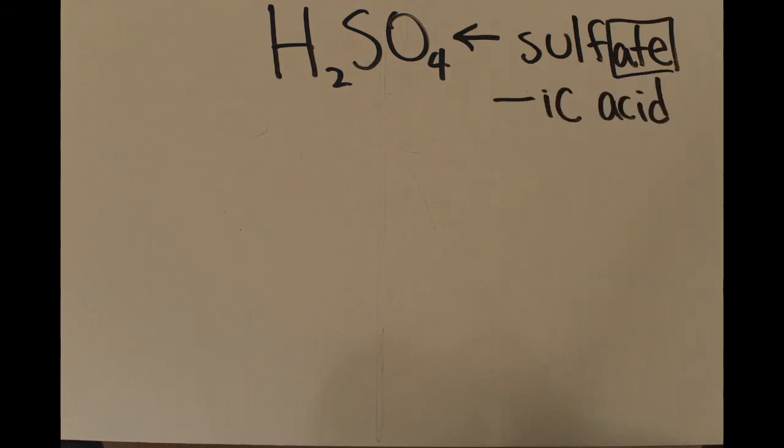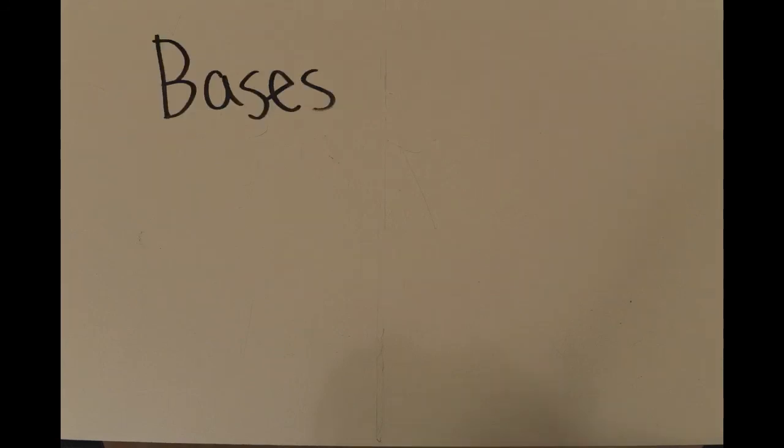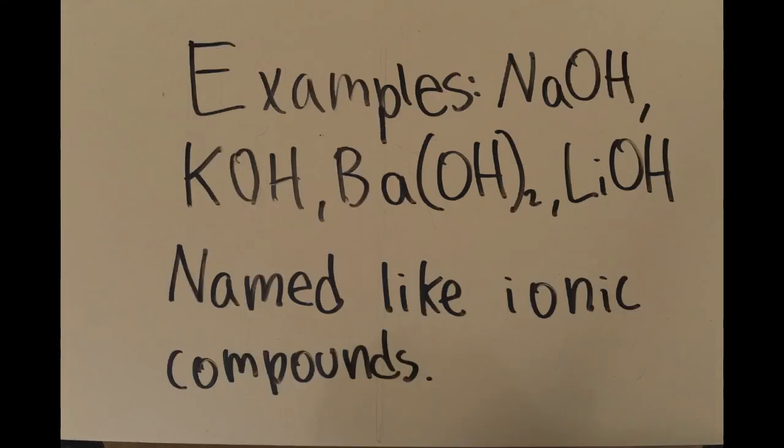For example, we have H2SO4. SO4 is sulfate, and because it ends in ate, we know that it will be in the form of -ic acid. Then you plug in the stem for sulfur, which is sulfur, and we have sulfuric acid. Bases are basically just hydroxide ions with a metal, and you name these exactly like ionic compounds.